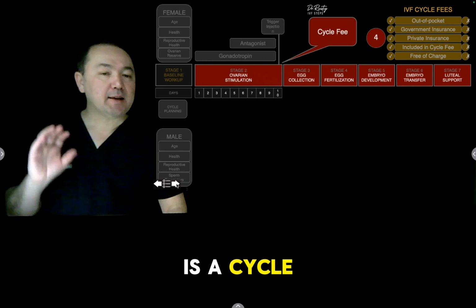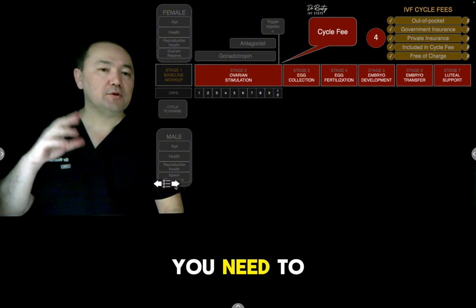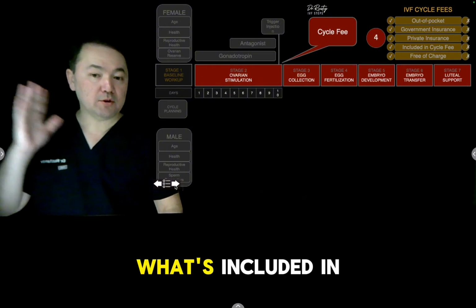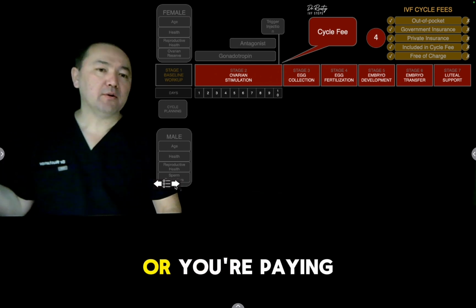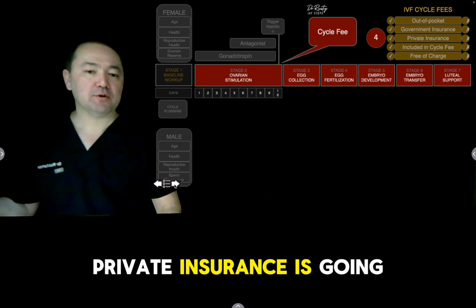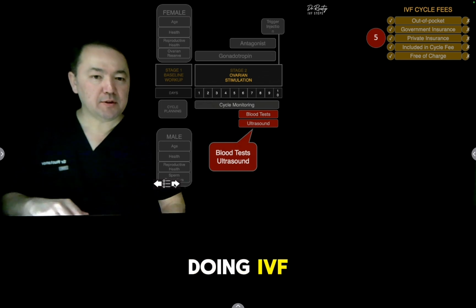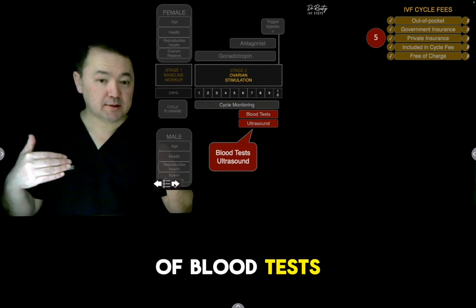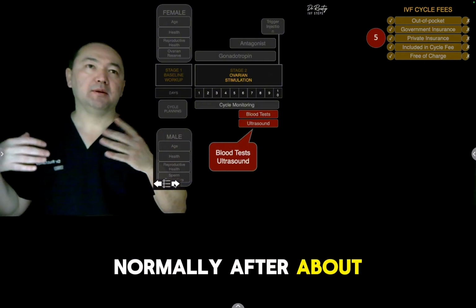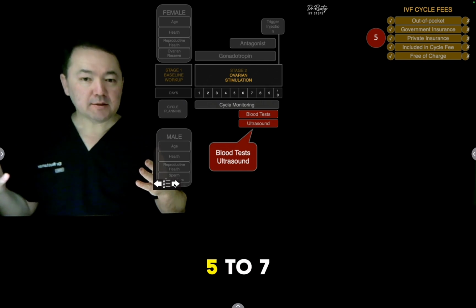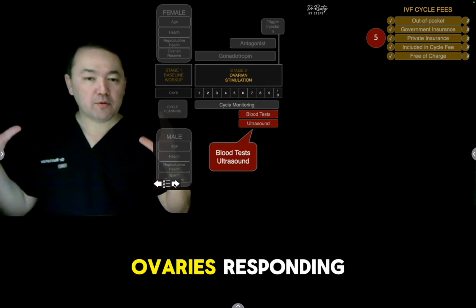The next is the cycle fee. Most clinics offer a cycle fee. Even with the cycle fee, you need to find out, like we said earlier, what's included in your cycle fee and who is going to pay: is it going to be subsidized by your Medicare, are you paying yourself, or is your private insurance going to pay? The next fee is monitoring blood tests. When you're doing IVF, you do a number of blood tests and ultrasound scans to monitor your ovarian response. Normally about 5 to 7 days after stimulation of your ovaries with drugs, you do monitoring of bloods to check how your ovary is responding.